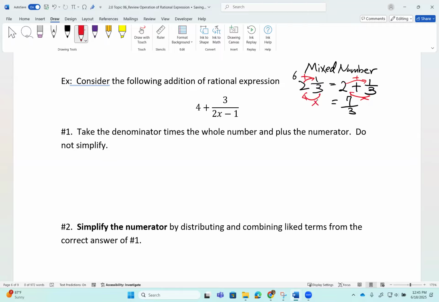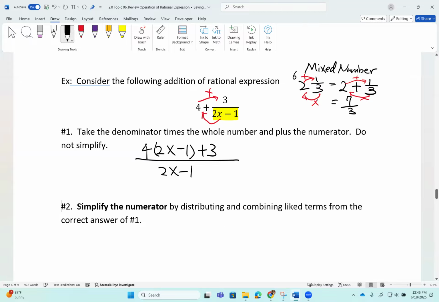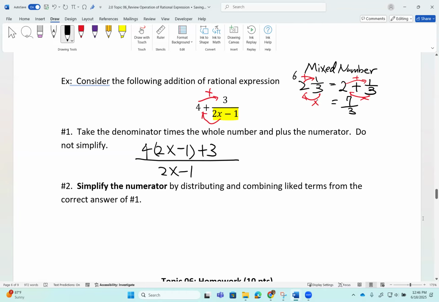So for this example, I can take my denominator, 2x minus 1, times the whole number, 4. Okay, the denominator has 2 terms, right? Representing one denominator, times my whole number, 4. Then I'm going to add to my numerator, which is 3. LCD doesn't change, still 2x minus 1. There you go. All right, so that's what number 1 says. This is a very powerful technique. It shortens a lot of steps.